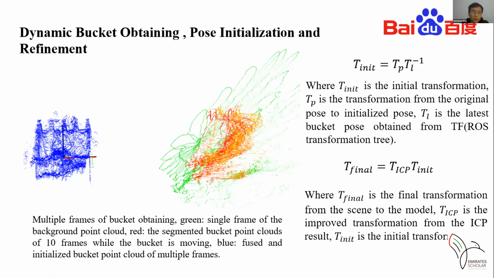Furthermore, it's necessary to initialize the empty bucket model to be parallel to the axis for the convenience of bucket part removing and heat map generation. We initialize the model with the PCA results and fine-tune it by hand. This figure shows the dynamic bucket obtaining results. The green is the single frame of the background point cloud, and the red is the segmented bucket point cloud of 10 frames where the bucket is moving, and the blue is the fused and initialized bucket point cloud of multiple frames.